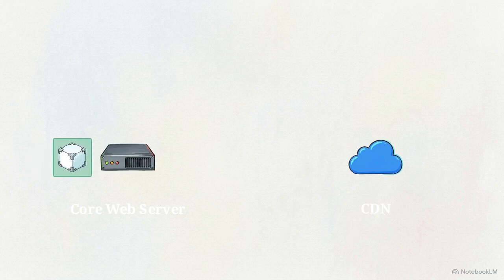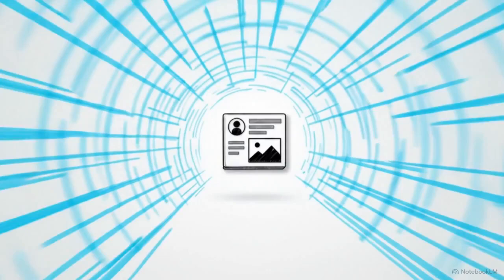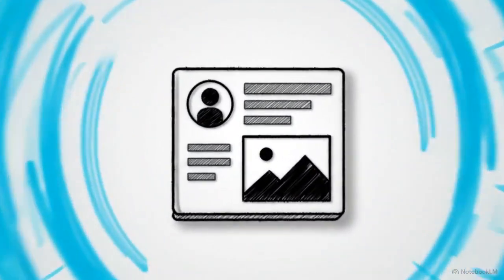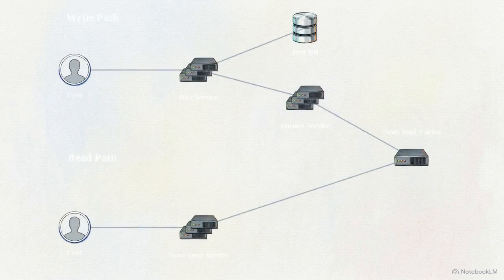Heavy media files like images and video are managed separately. They bypass this core logic and are served directly from a content delivery network, or CDN, for faster global delivery. The read path is optimized for speed, delivering a pre-assembled feed list with no heavy computation required at the time of the request. Bringing both paths together illustrates the inherent asymmetry of the system.